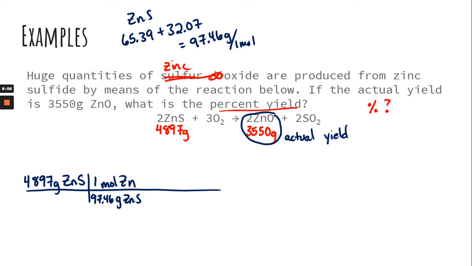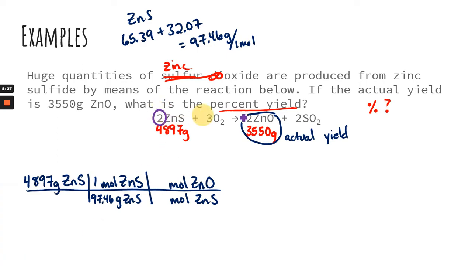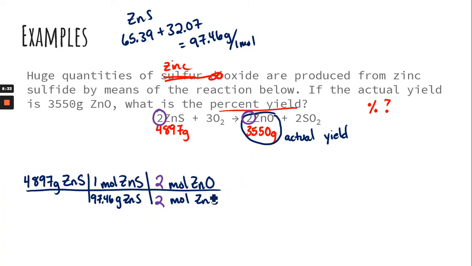So that's step 1. The second step means that we need to do the mole ratio. So we bring moles of zinc sulfide to the bottom, and we put moles of zinc oxide on the top because we want to know the percent of zinc oxide. Then we use the coefficients from the balanced reaction in our mole ratio. They both happen to be 2. Once we've used our mole ratio, then we can convert to whatever unit we need it to be in.